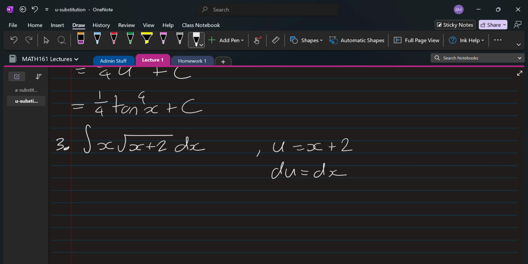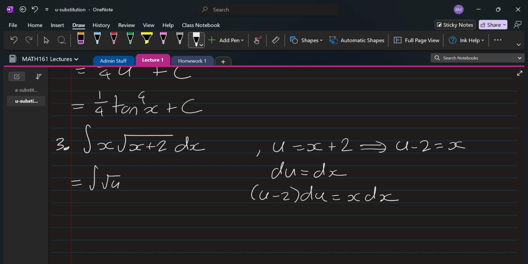So we did look at this a bit before, but what we're going to do is look at our equation for u, rearrange it to solve for x. So here, this is going to be u minus 2 is equal to x. So on the right-hand side, we can multiply by x. On the left-hand side, we can multiply by u minus 2. As long as you do the same thing to both sides, everything's fine. Now, x dx we can replace with u minus 2 du, and the root of x plus 2, that's just root of u. So this becomes the integral root of u minus 2 du.